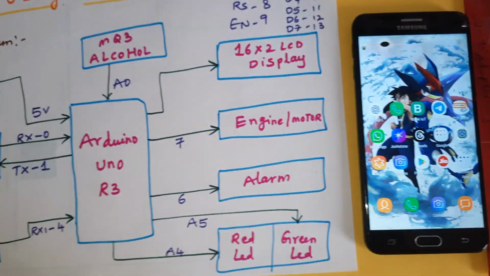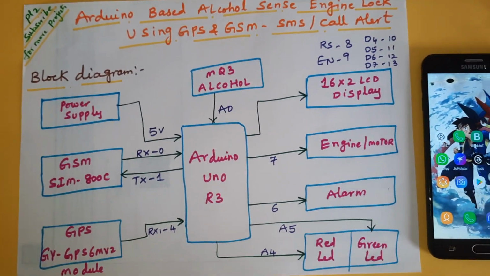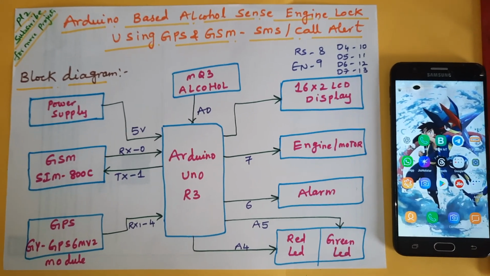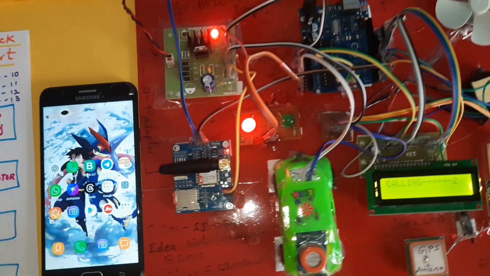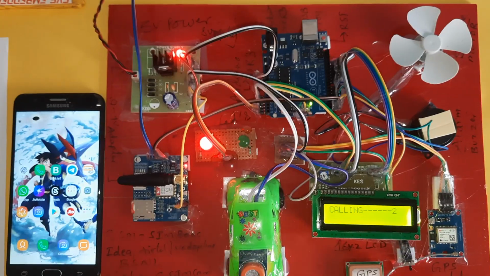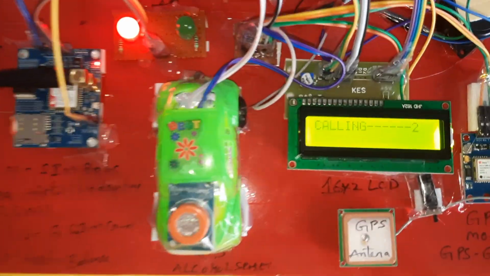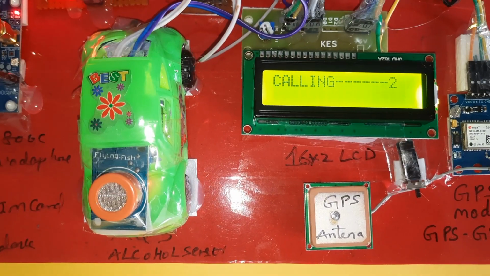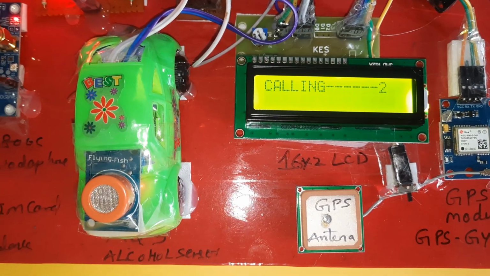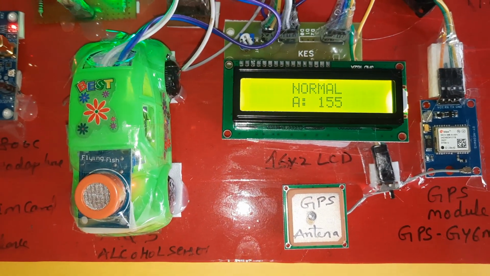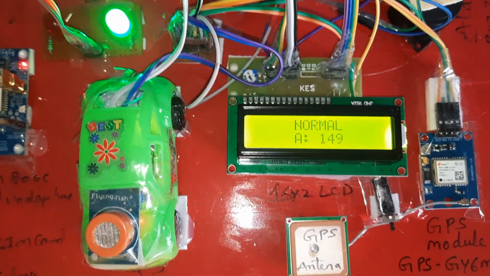Missed call alert. And this is our total block diagram of the project. This is the hardware kit of the project. Calling the second number, meaning the student mobile number. Once the call is completed, it will go back to the main position.